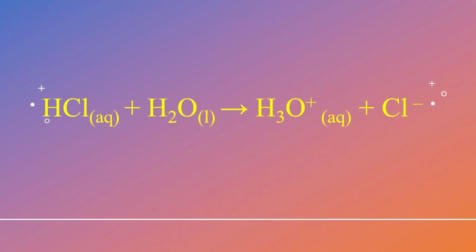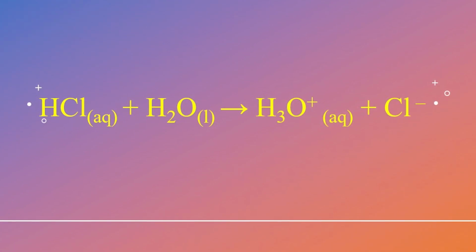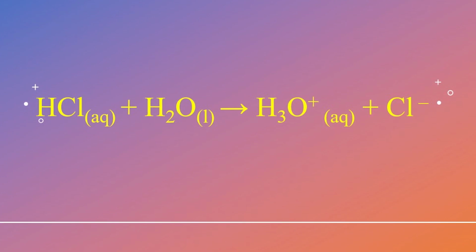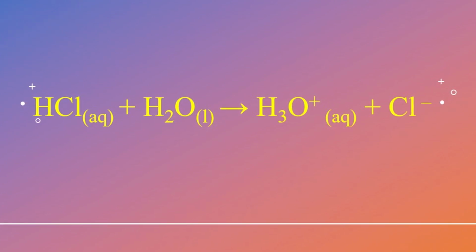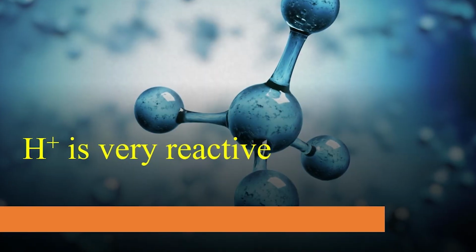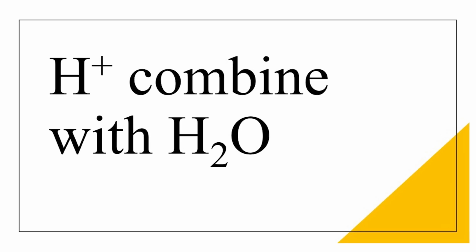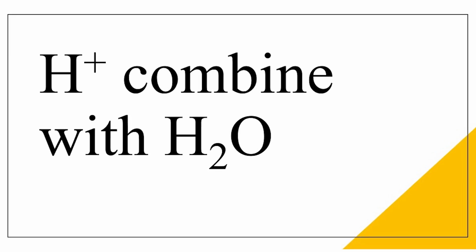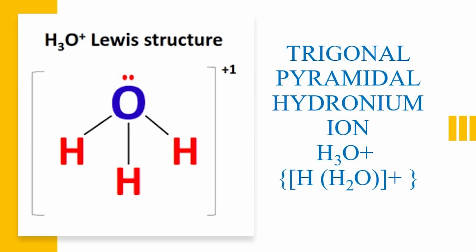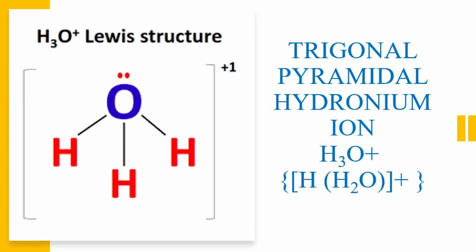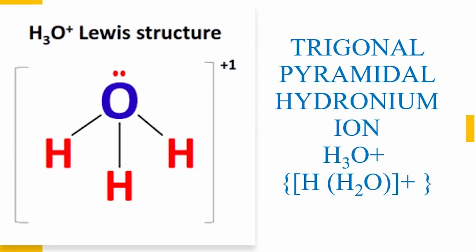Here what happens to HCl? HCl releases one H plus ion. So, it behaves as an Arrhenius acid. A bare proton H plus is very reactive and cannot exist freely in aqueous solution. Thus, it bonds to the oxygen atom of solvent water to give a trigonal pyramidal hydronium ion, that is H3O plus. It is a hydrated proton.